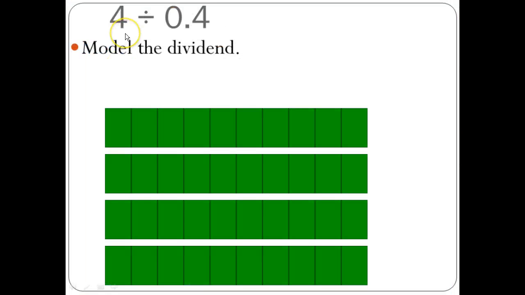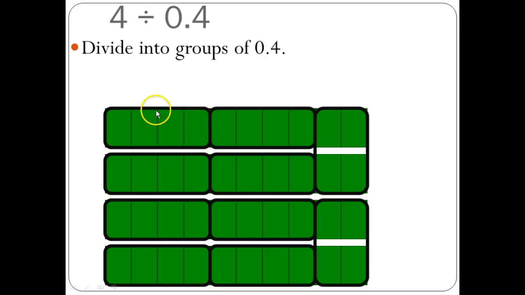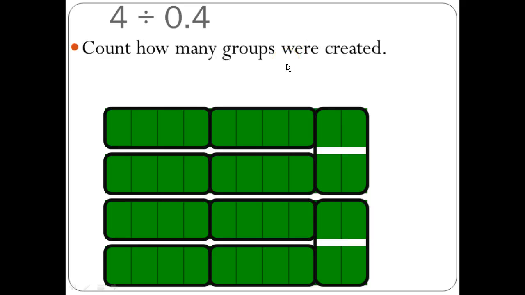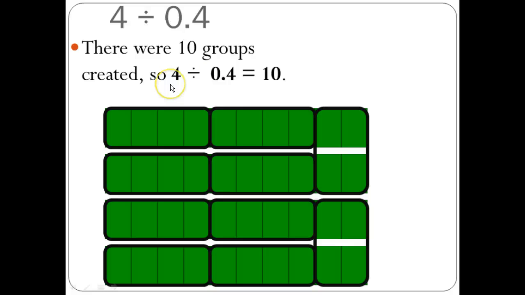When you divide decimals, you can also use models. Here we're going to talk about tenths. So I have 4 wholes. Here's 1, 2, 3, 4. And I'm going to divide it by 4/10. So here's a group of 10. If I divide this by 4/10, I'm going to have 1, 2, 3, 4, 5, 6, 7, 8, 9, 10 groups of 4/10, because we want to count how many groups we created. So 4 divided by 4/10 equals 10.